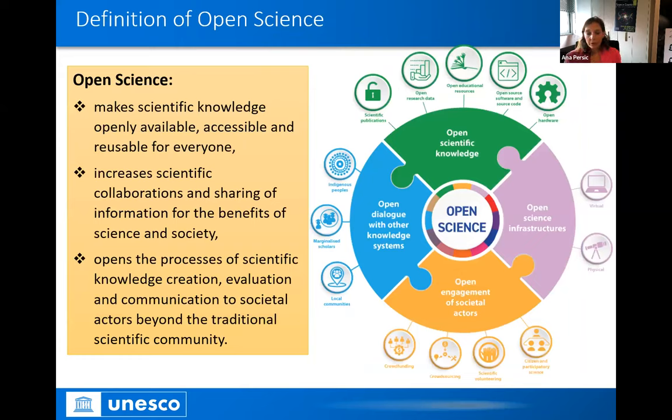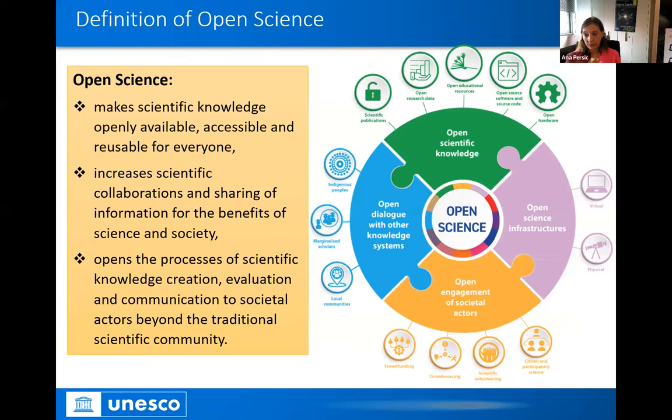So just to go back very quickly to the definition of open science as it is in the recommendation. Open science is defined as a set of different initiatives and processes that make scientific knowledge openly available, accessible, reusable for everyone, that increase scientific collaborations and sharing of information for the benefits of society and for the benefits of science, and that open the process of scientific knowledge creation, evaluation, and communication to societal actors beyond the traditional scientific community. So we are talking about opening science to scientists and opening science beyond the scientific community to the broader society.